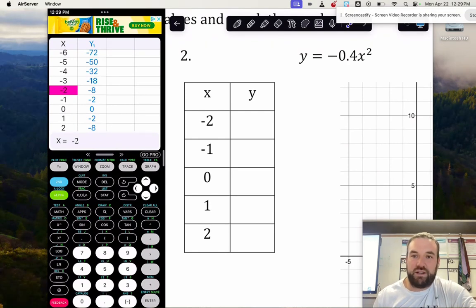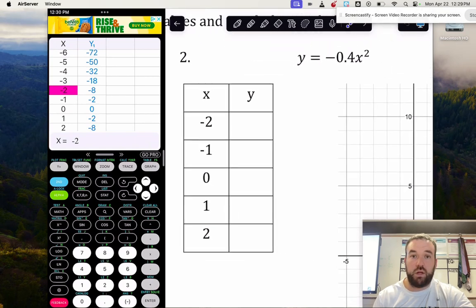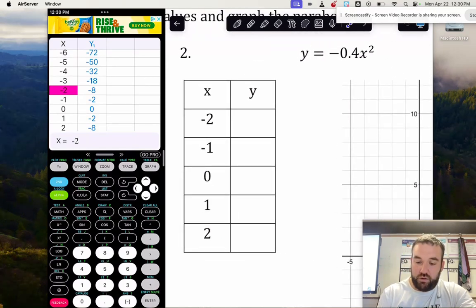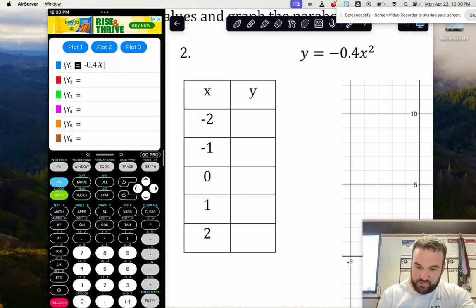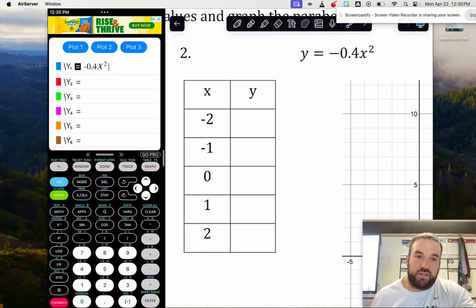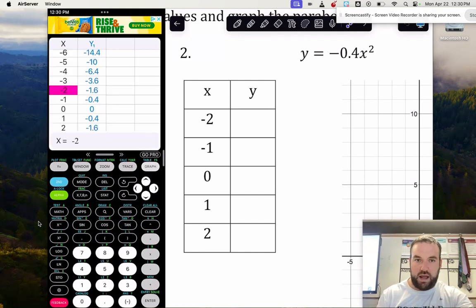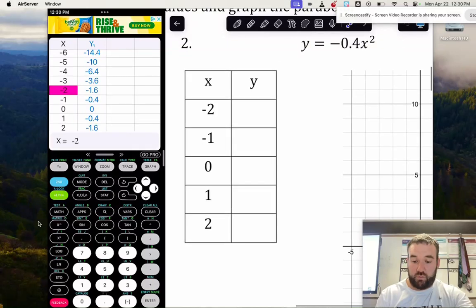So y equals -0.4x squared. Notice the table is also going from -2 to 2, but I need to change my calculator. So on the calculator, I'm going to hit the y equals button. I'm going to clear what I had, and I'm going to type -0.4x squared. So again, that is the negative button on the bottom, 0.4. X is right here next to the alpha key, and squared is over here on the side. I do not need to do the table setup again. So now I'm just going to hit second and then graph. And now it gives me new numbers to work with.